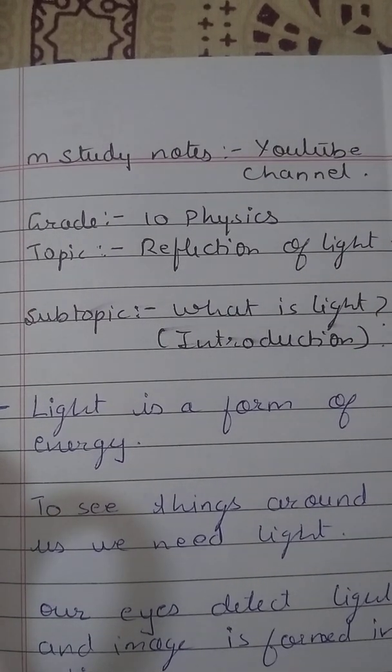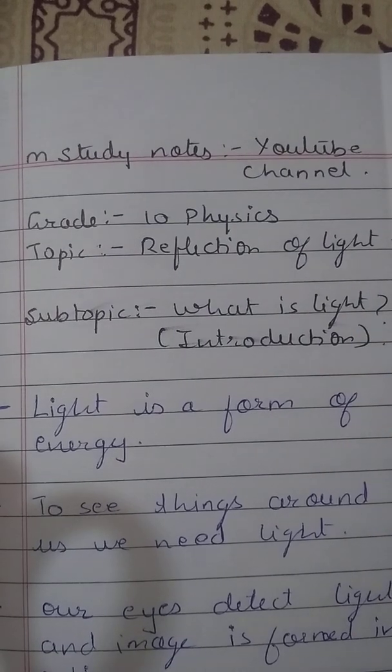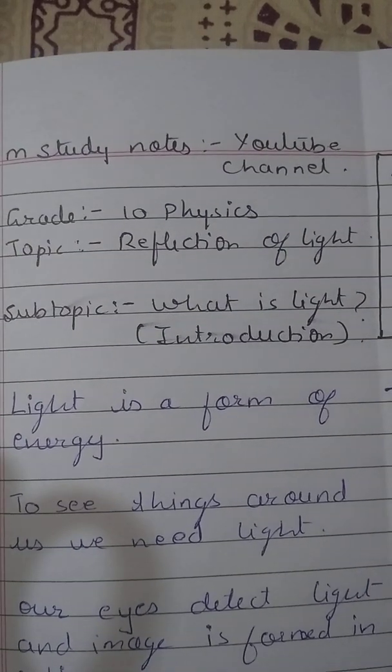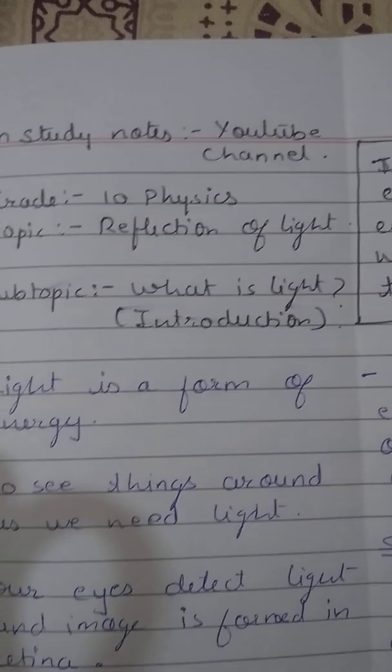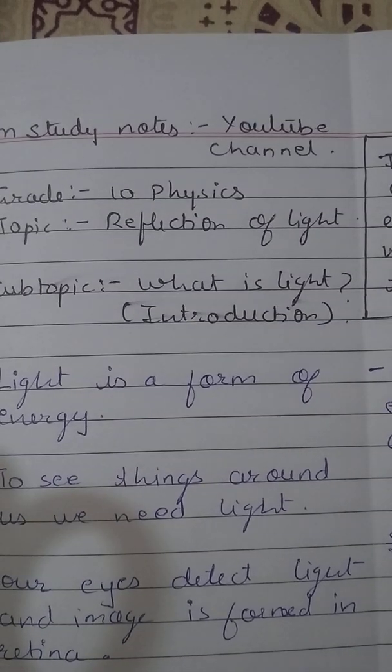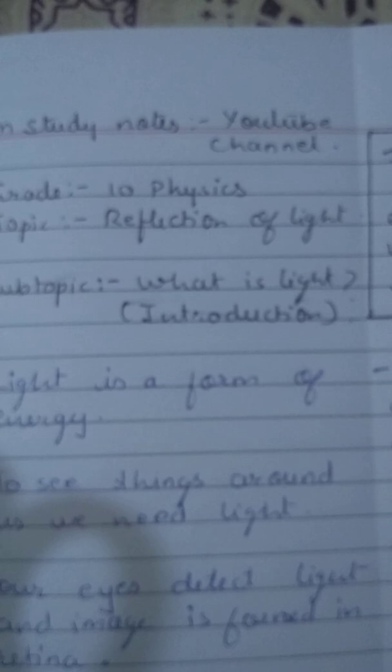In this video I'm going to start a new topic, grade 10 physics, reflection of light and what is light. So here in front of you in the camera, if I just put my fingers dark here, you cannot see anything because light is not there. Once I remove it and the entry of light is there, you will start to see the things slowly. So this is the importance of light.